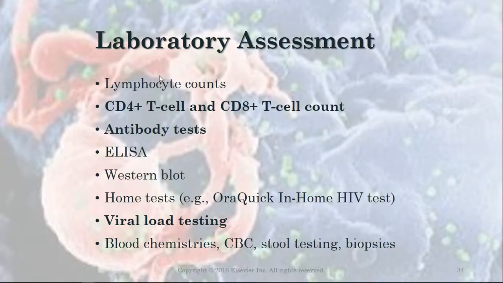So laboratory assessments, again, they're going to review their lymphocyte counts, their CD4 T cell and CD8 T cell count. They're going to perform antibody tests, the ELISA, the Western blot. Again, some home tests that can be given are the OraQuick, which is an in-home HIV test. They will have viral load testing done and biochemistries like their CBC, stool testing, and biopsies. The three main ones are your CD4 T cell, antibody tests, and viral load testing that will be conducted.